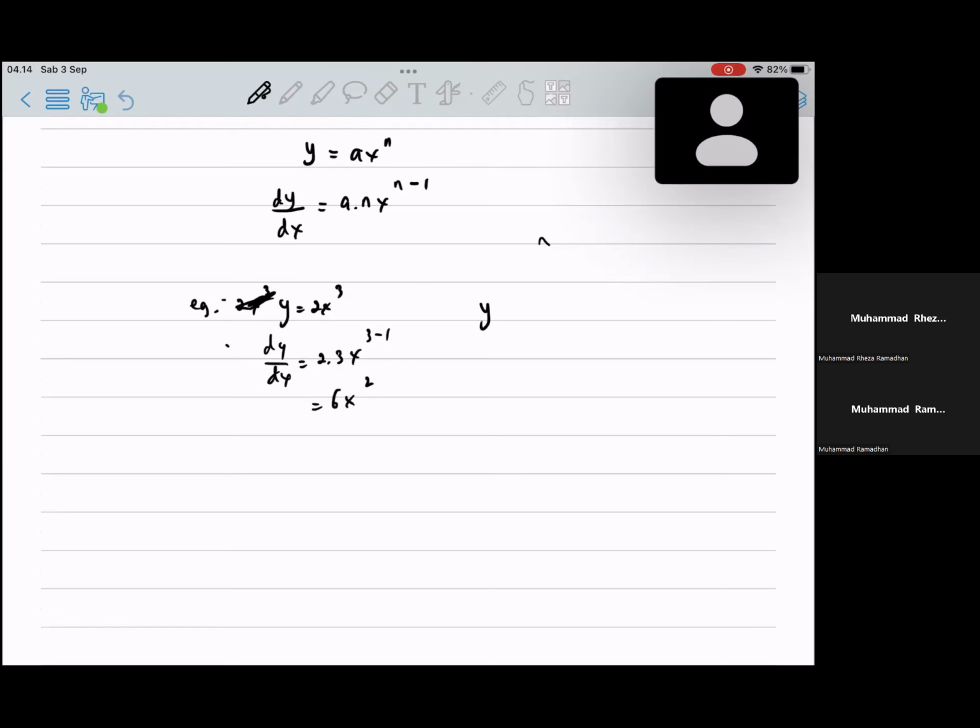And then if y is equal to 2x to the power of minus 1, dy over dx is 2 multiplied by minus 1 x to the power of minus 2. So minus 2x to the power of minus 2. So it means it's the same as minus 2 over x squared.